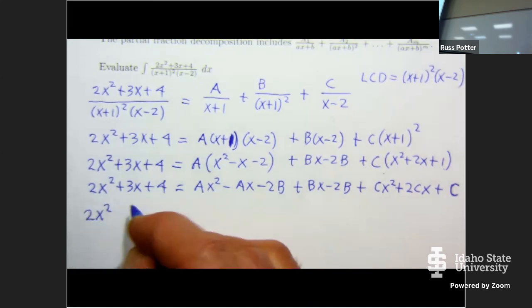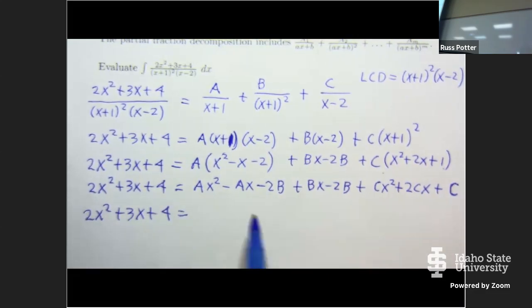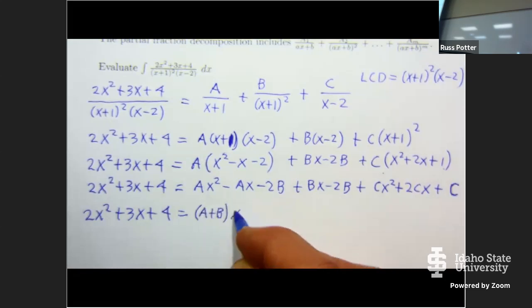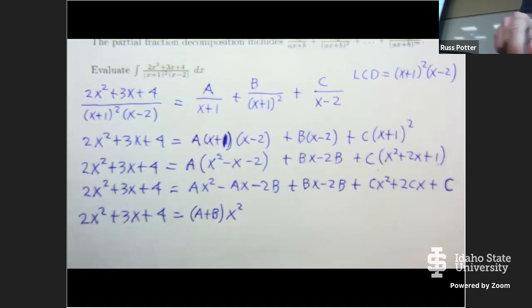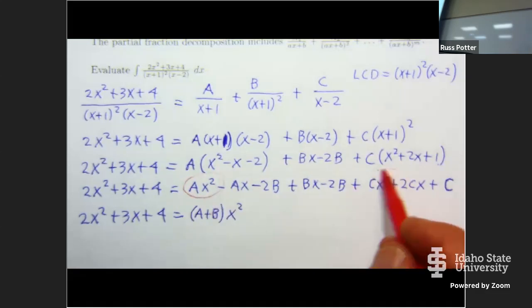Okay, now on the right-hand side, let's identify the terms that have x squared. We have ax squared plus cx squared. Those are the only terms with x squared. So we'll write this as the quantity a plus c times x squared. Okay, so we've dealt with ax squared and cx squared.